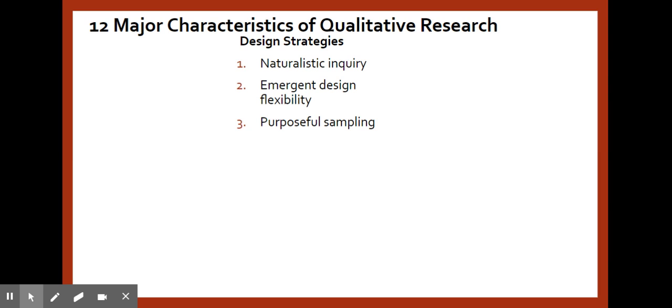Qualitative research also allows for purposeful sampling. You can target specific populations or specific groups in a way that quantitative research studies don't allow. Qualitative research is also not intended to be generalizable.